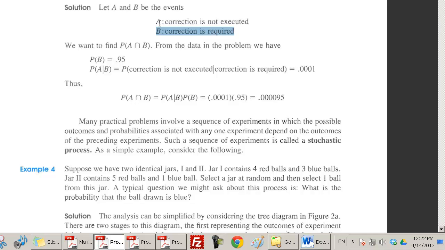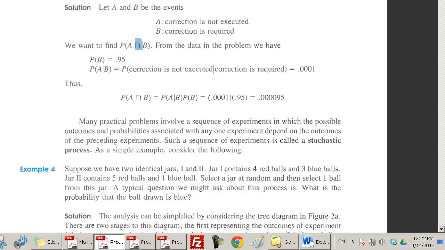So with those two definitions for A and B, what we're looking for is the probability of A intersect B. Why is that? Because we want the probability that a correction is required and it's not executed. And that's what intersection means: and.